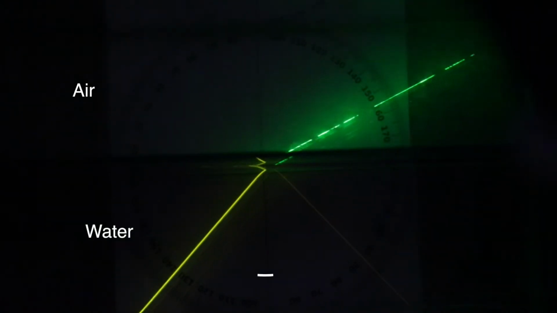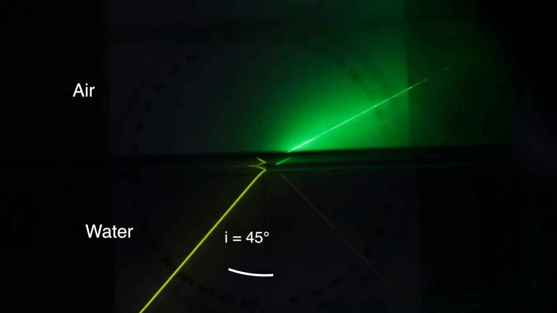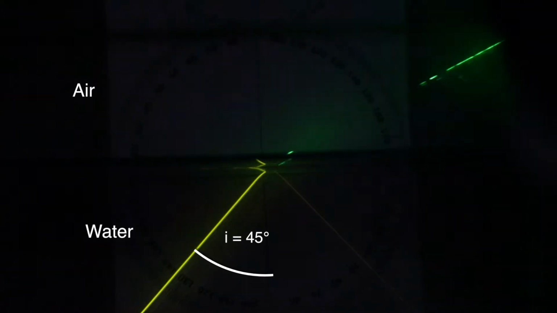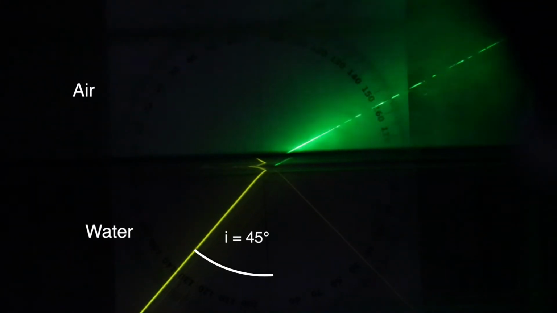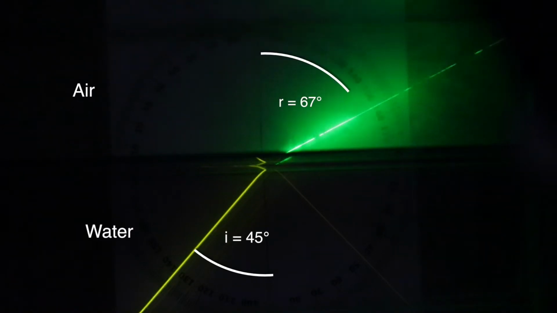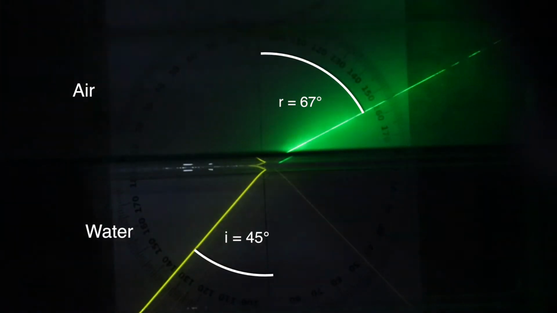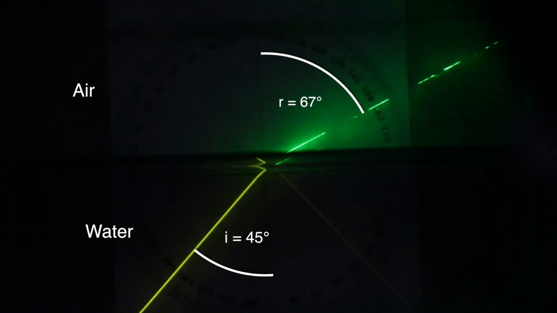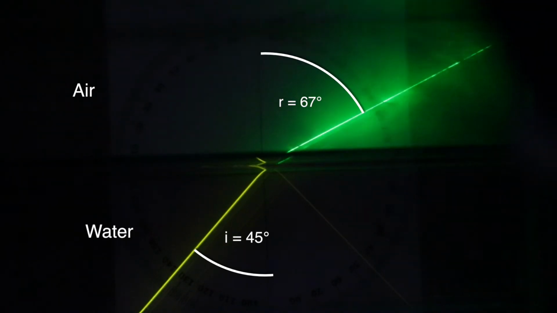Now let's see what happens when we put the laser into water. Now the laser beam is leaving the water and entering the air at 45 degrees. When the ray of light leaves the water, it refracts the other way. The angle from the normal is now 66.8 degrees. I want you to stop the video again and see if these numbers make sense.